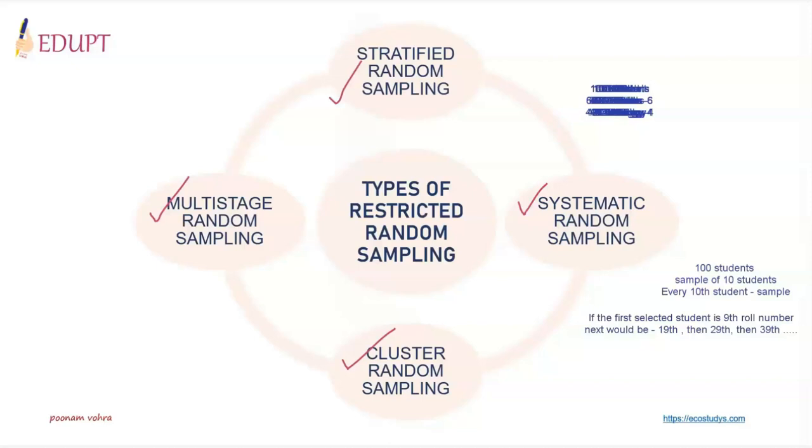In the case of cluster sampling, the total population is divided into some recognizable subdivisions known as clusters. And then out of all the clusters, a given number of clusters are chosen at random, and all the items covered by the selected clusters are included in the sample.